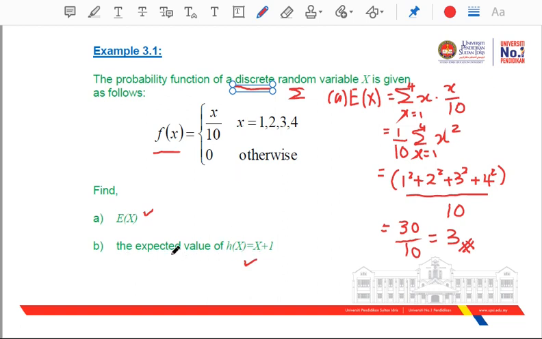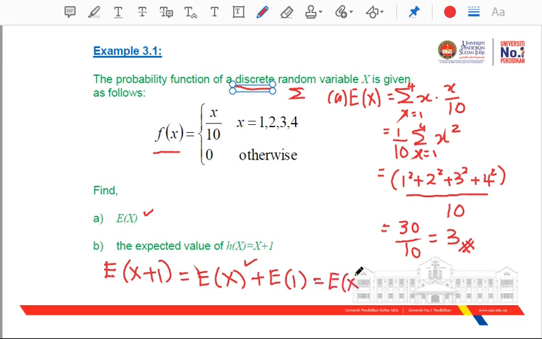So how about part b? The expected value of h(X) equals X + 1. First thing, similarly, keep in mind this is discrete. Your h(X) here is X + 1. Remember, previously you can expand this to become E(X) + E(1). And you know the expected value of a constant is a constant, so you just put it like this: E(X) + 1. You already know E(X) here, so basically it's just 3 plus 1. So your expected value of h(X) is actually 4.